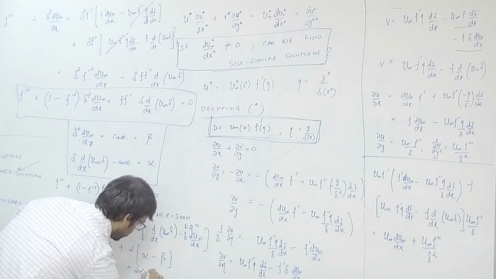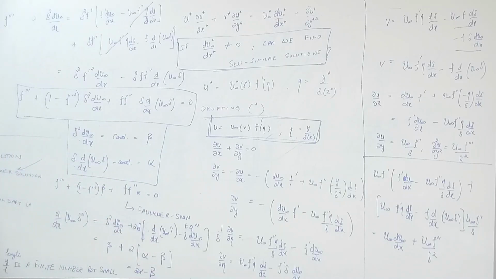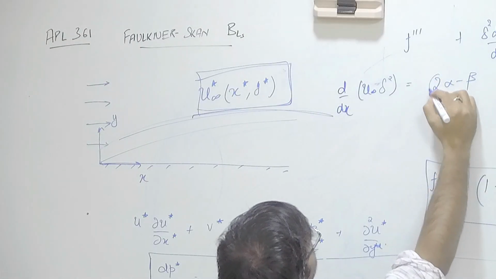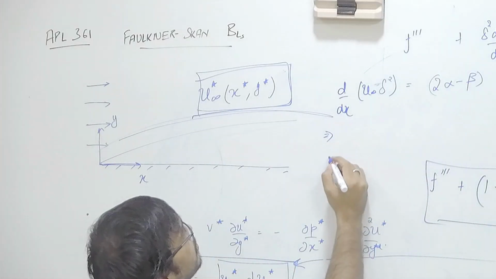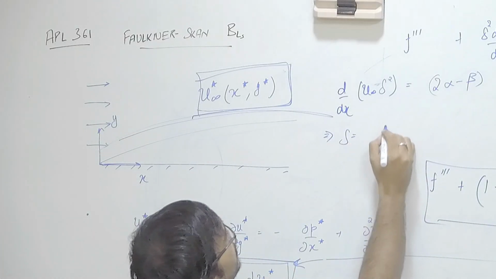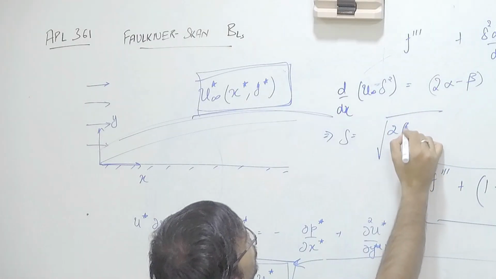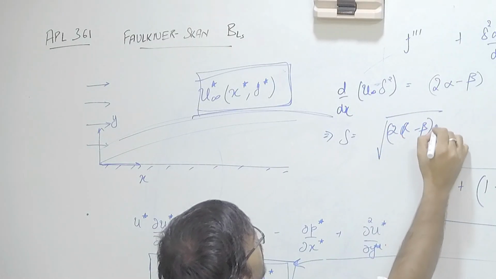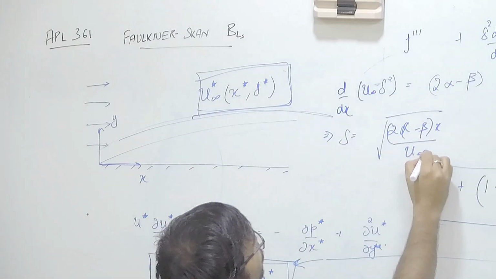2 alpha minus beta. So, this term, the combination d by dx of u infinity delta square is 2 alpha minus beta, which means delta is square root of 2 alpha minus beta times x over u infinity.